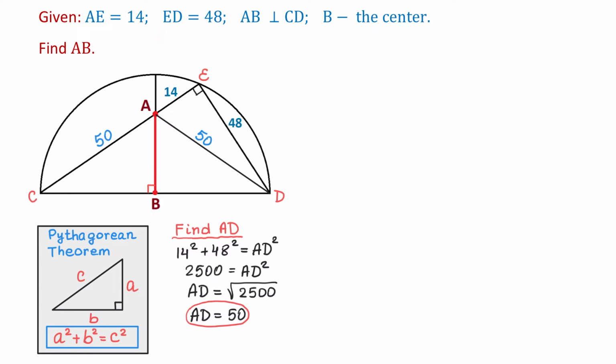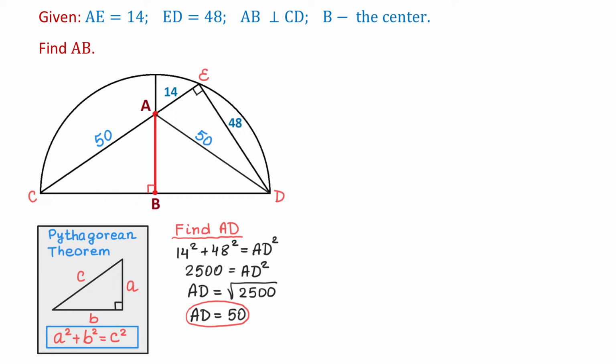This is because the triangles ABC and ABD are congruent. They both have right angles. Side BC is the radius of the circle, and it's equal to side BD, and side AB is the common side to both these triangles. So far, we found the hypotenuse of the triangle ABC, and to find side AB, we still need to find side BC.